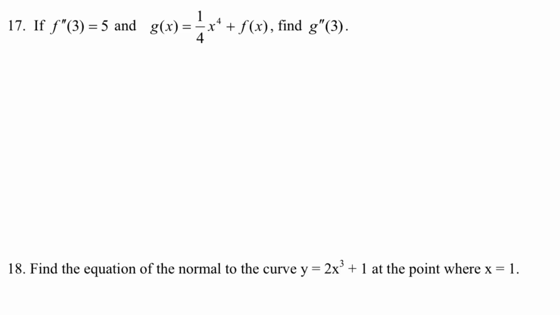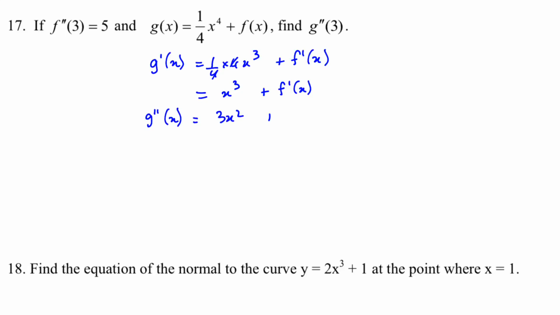Question number 17. If f double dash 3 is equal to 5, what does this mean? That when you differentiate 2 times and you substitute in place of x 3, your answer is going to be 5. And g of x is equal to 1 over 4 x to the power of 4 plus f of x. Find g double dash 3. So we'll differentiate this 2 times. So let's differentiate. G dash x is equal to 1 over 4 times 4 x to the power of 3 plus f dash x. I hope you know how to differentiate. That's very important. Now we'll differentiate it once more.